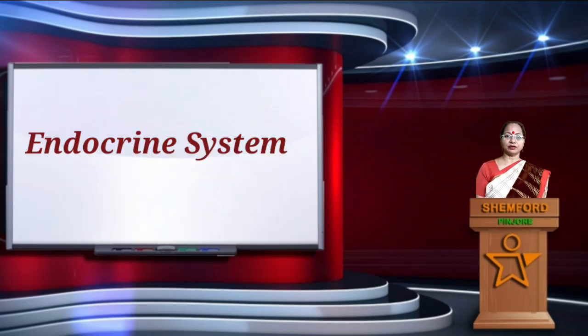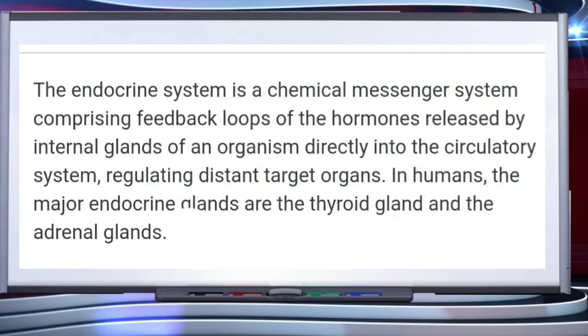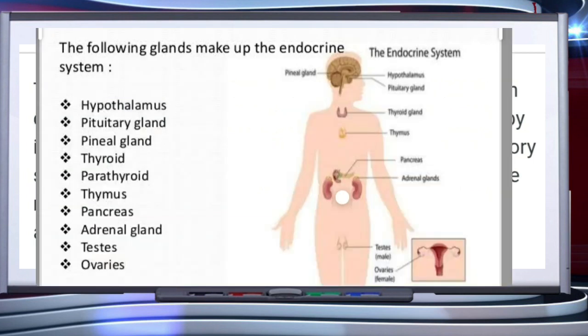In this chapter, we will study human endocrine system, endocrine glands and hormones. The endocrine system is a chemical messenger system comprising feedback loops of the hormones released by internal glands of an organism directly into the circulatory system, regulating distinct target organs. Hormones are non-nutrient chemicals which act as intercellular messengers and are produced in trace amounts.